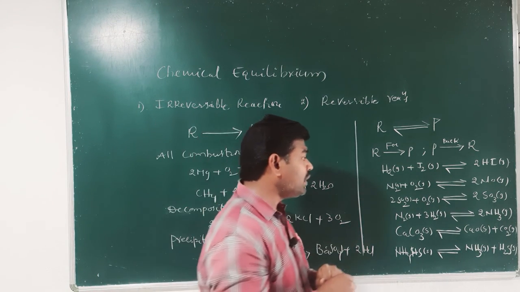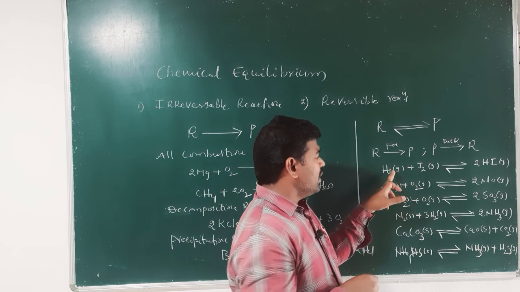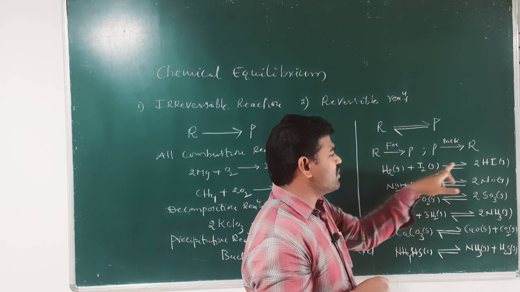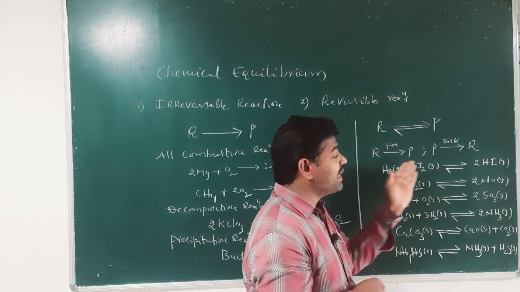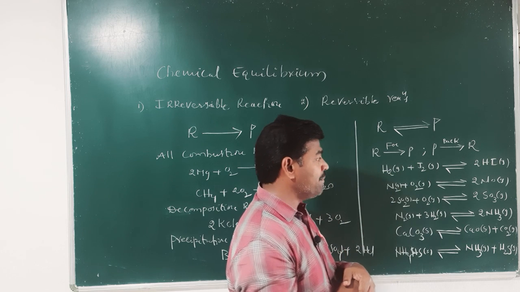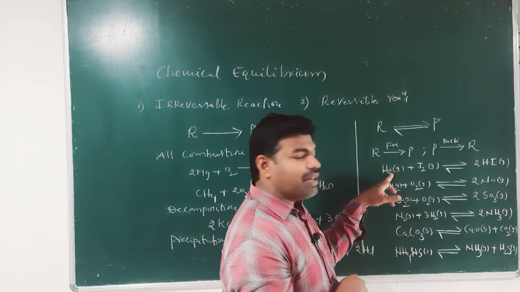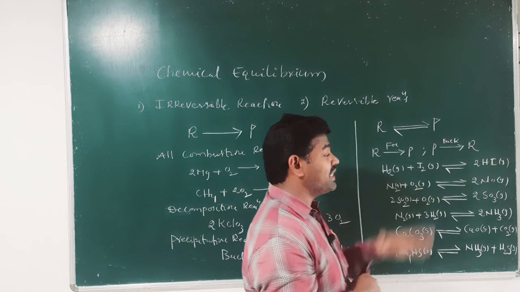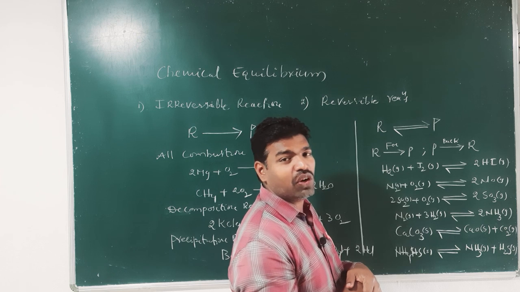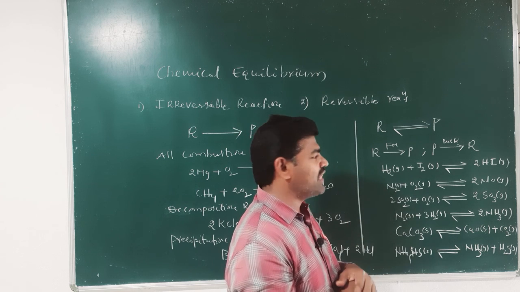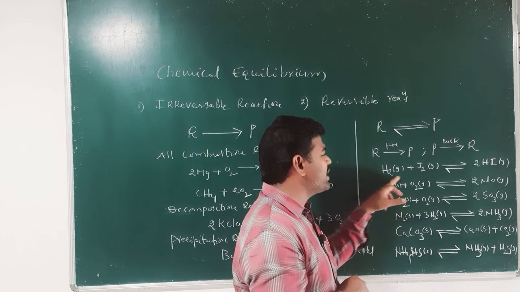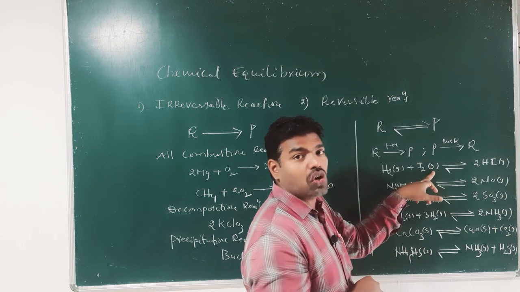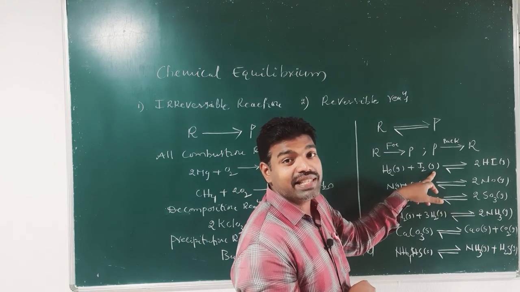And H2 gas and I2 gas give rise to 2HI, that is a chemical process, and this chemical process is a homogeneous chemical process. We can call it a homogeneous equilibrium. The equilibrium established in this reaction is called a homogeneous equilibrium.